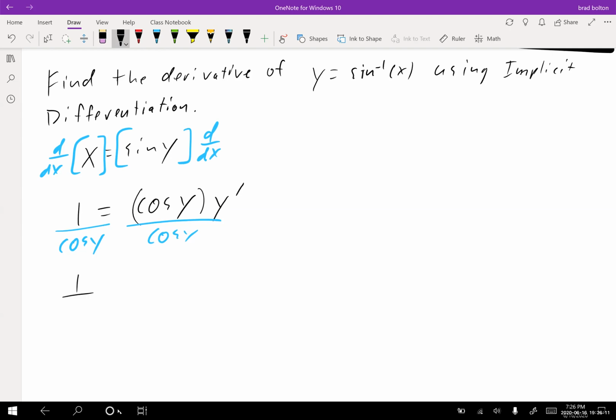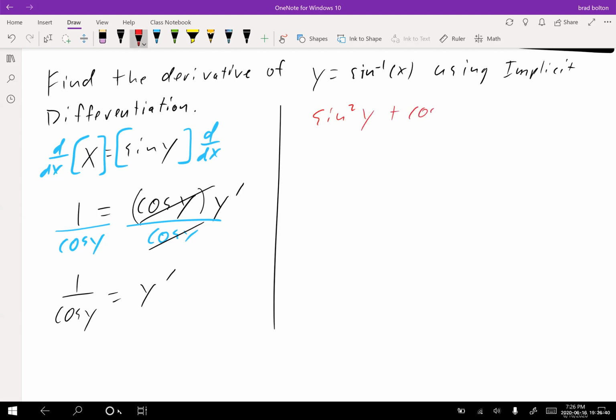Okay, so we're going to have 1 over the cosine of y is equal to y prime. All right, now there's something to remember in a lot of trig problems when you're trying to develop ideas: one of the big things you always want to keep in mind is this guy right here. Sine squared theta, or sine squared x. In this case, I guess it's y. Sine squared y plus cosine squared y is equal to 1. Okay, so we know that.